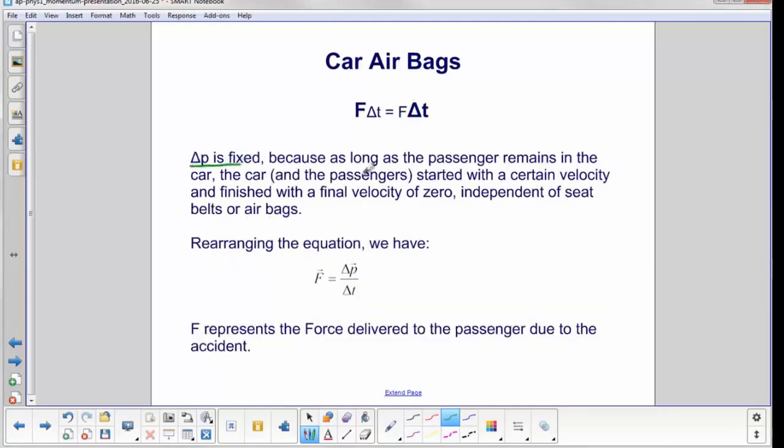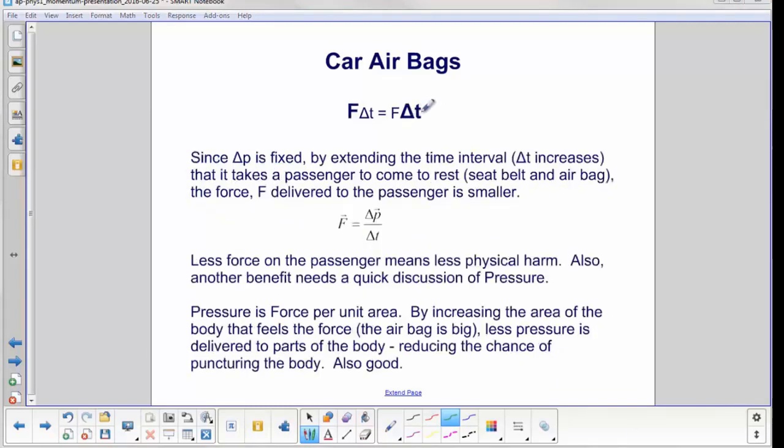Delta P is fixed because as long as the passenger remains in the car, which of course is another wonderful reason to wear your seatbelt, the car and the passenger started with a certain velocity and finished with a final velocity of 0, independent of the seats or the airbags. Whether you had them on or not, the car is going to stop. By rearranging the equation, F is delta P over delta T, where F represents the force delivered to the passenger due to the accident.